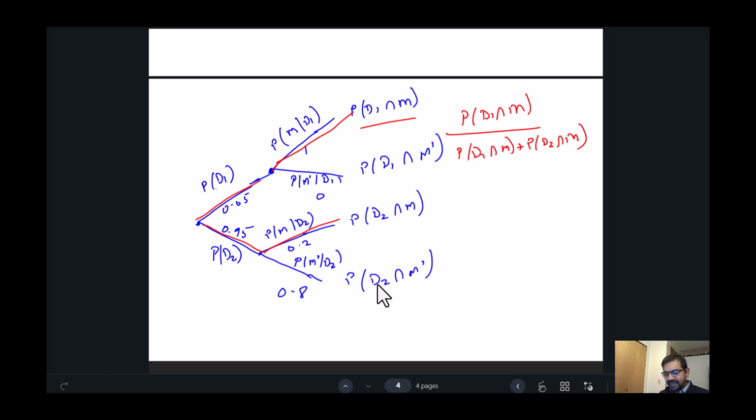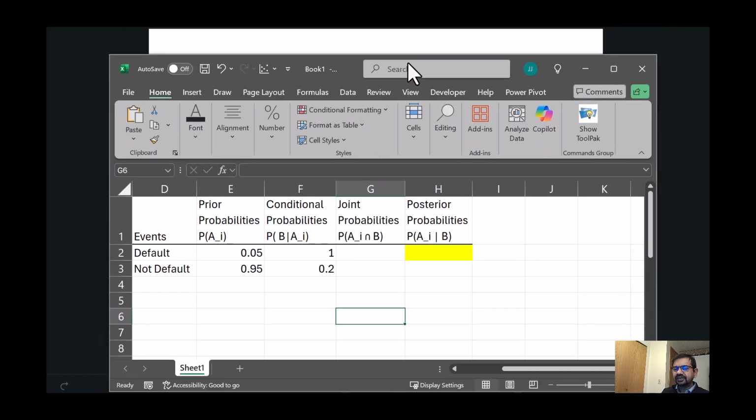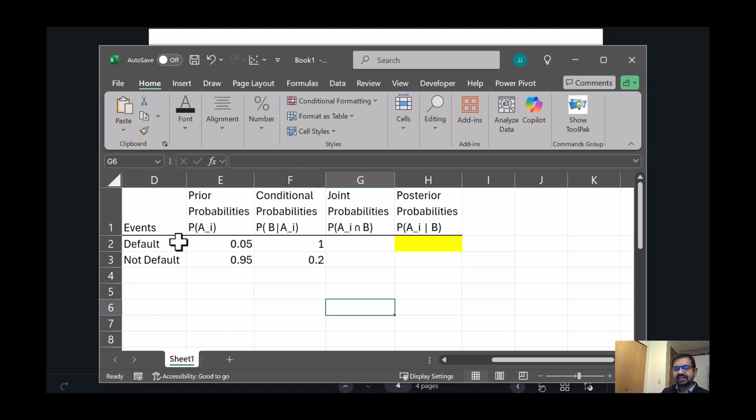There is a third way in which we can apply the Bayes' theorem. That's called the tabular way. So here, we'll just look at Excel. We again have all our listings here. Let D1 be the event of default, D2 be the event that somebody's not defaulting. Again, our prior probabilities are 5% of default, and then 95% of not defaulting. And we're also told that, letting B equal M, missing a payment, if somebody defaults, is 1. Missing a payment for someone who does not default is 0.2.